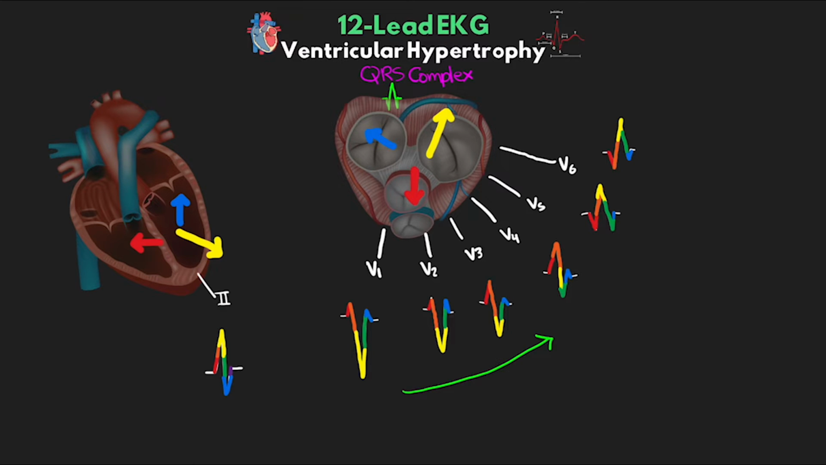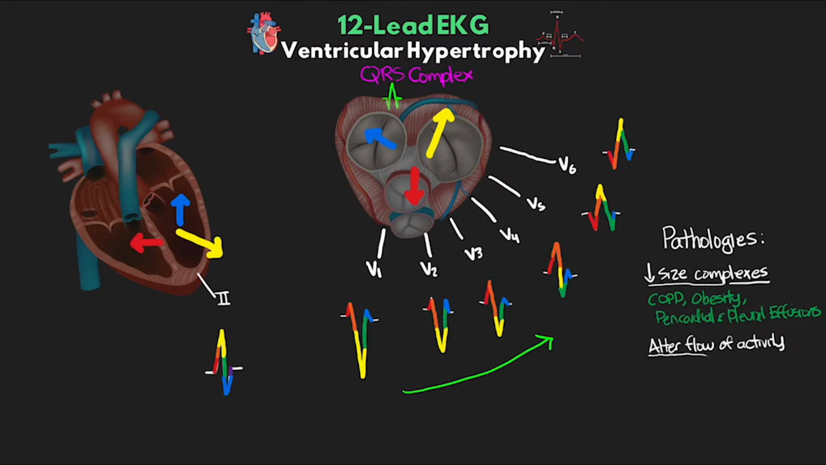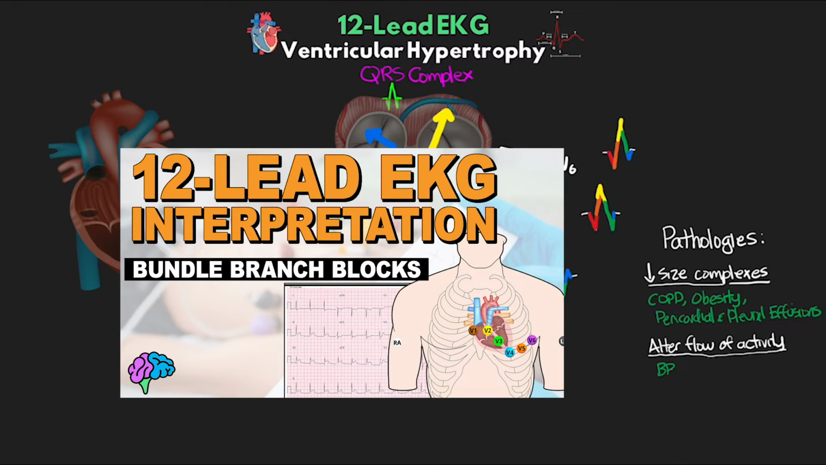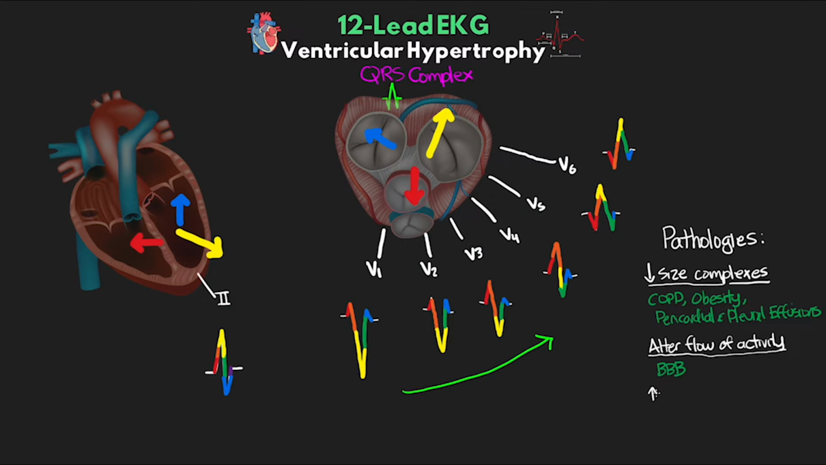Now we can have various pathologies that really affect these complexes and their amplitudes. For example, previously we mentioned in a past lesson that we can see reduced size of these complexes in patients that have pathologies that inhibit conduction, such as COPD, obesity, and pericardial and pleural effusions. On the other hand, we also have various pathologies that can alter the flow of this electrical activity, think our bundle branch blocks, as well as things that can actually increase the size or the amplitude of these complexes.